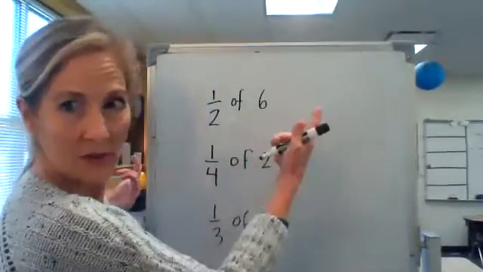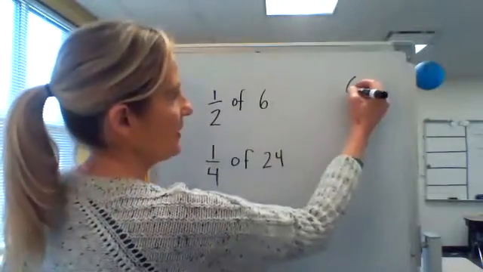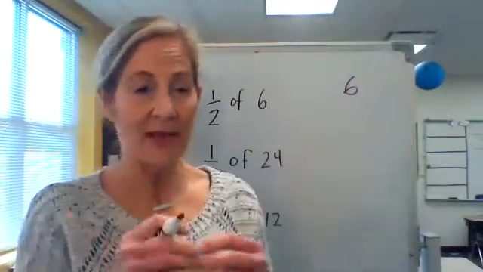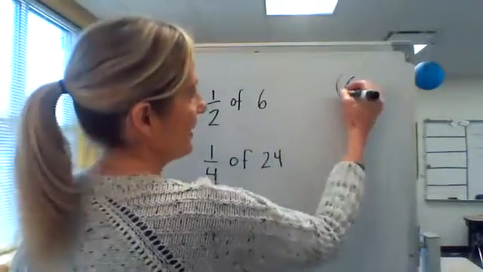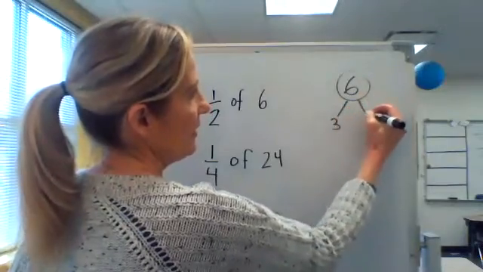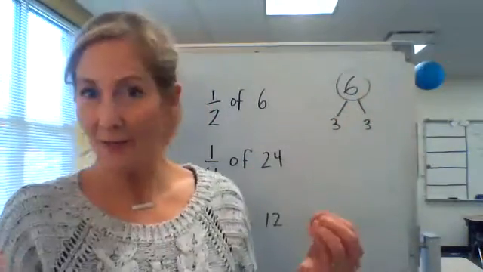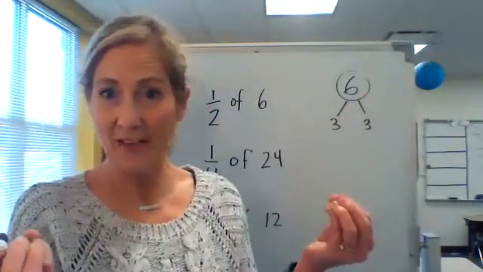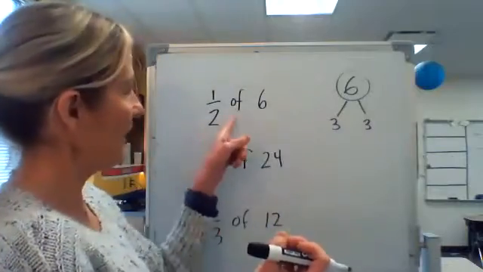So you thought, well, there's 6. You probably had 6 in your mind, right? And you thought, well, what's 1/2 of it? If I was going to draw a model of it, if I had 6 and I was trying to see what half of it was, I would divide it into 2 parts. 1/2 of 6.